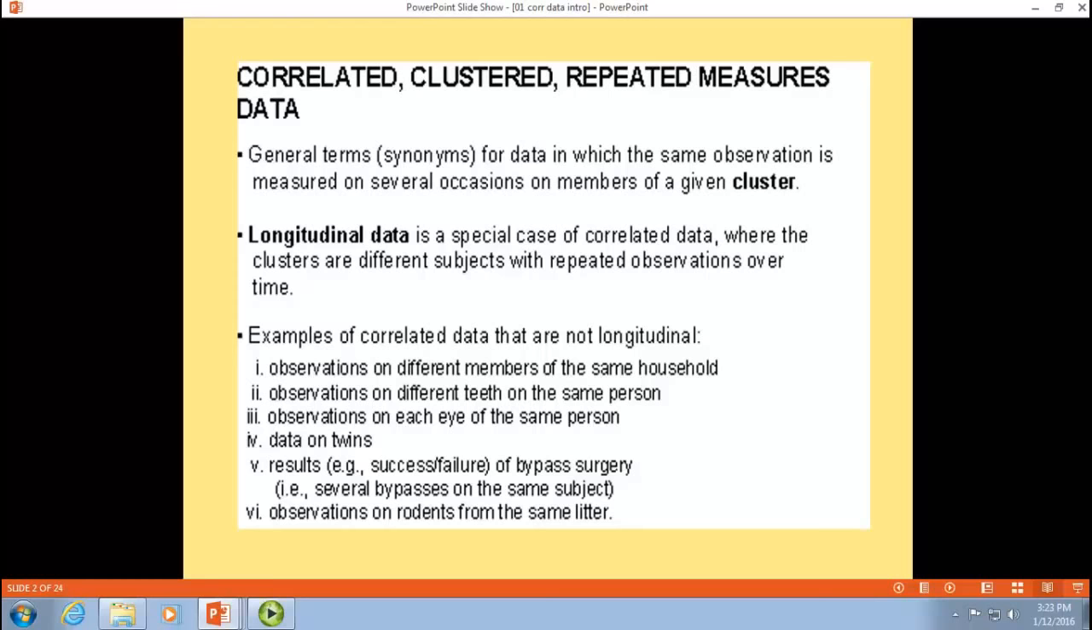But they're correlated, okay? And then observations on rodents from the same litter, just to make the point that the data doesn't have to be on humans that we're talking about. It could be on animals. So a lot of people do correlated data analyses on studies that have to do with cattle or in the food industry, with whatever the animals are that you're dealing with in the food industry.